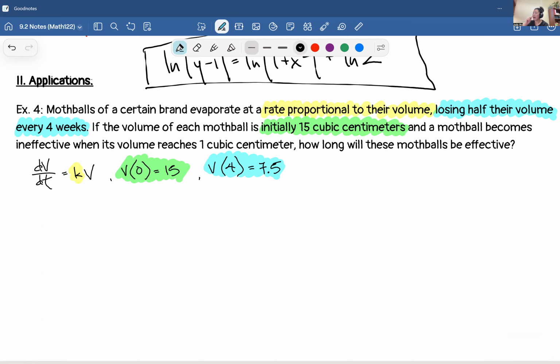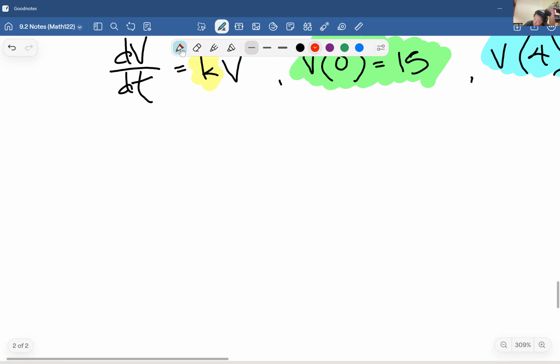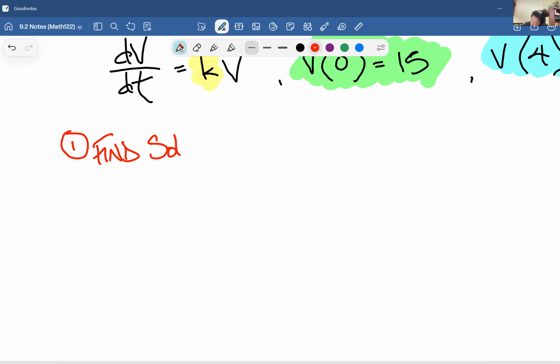What we're going to do first is separate our variables so that we can integrate and see what our general solution is. Once we find our general solution, we're going to use this other information to help us find exactly what our t value is, so we know how long. All right, so first step, we're going to find our general solution.